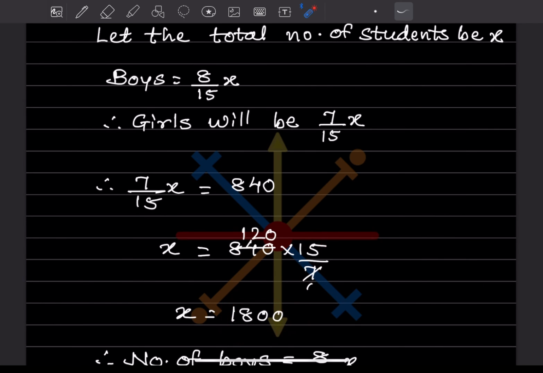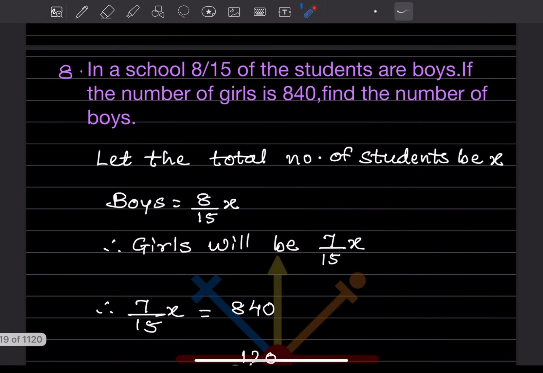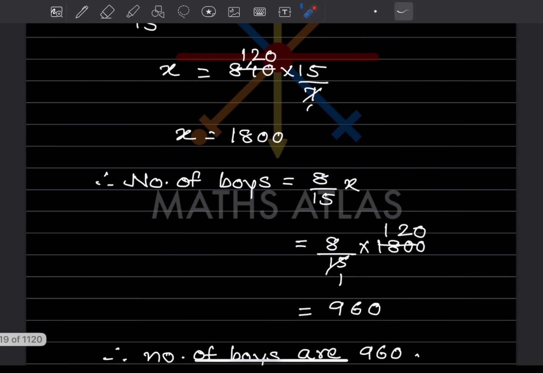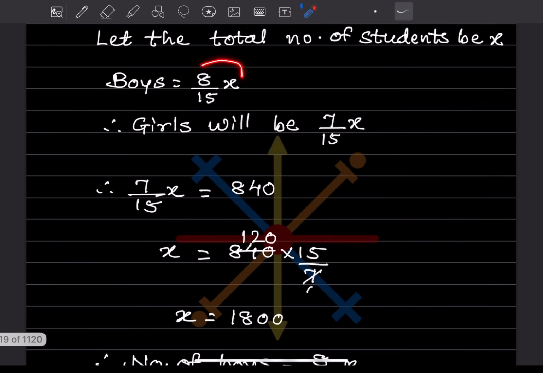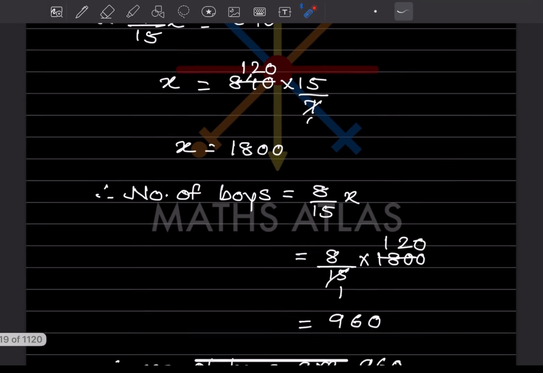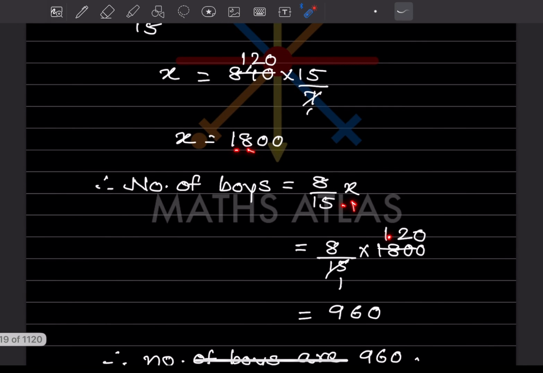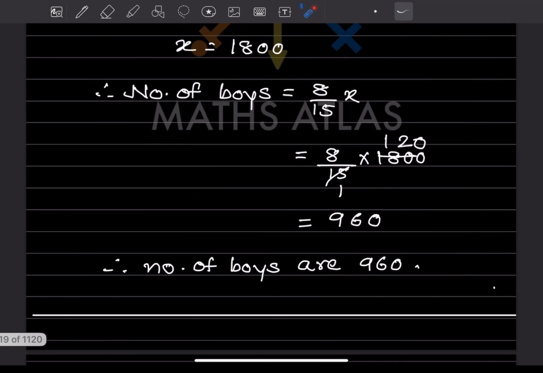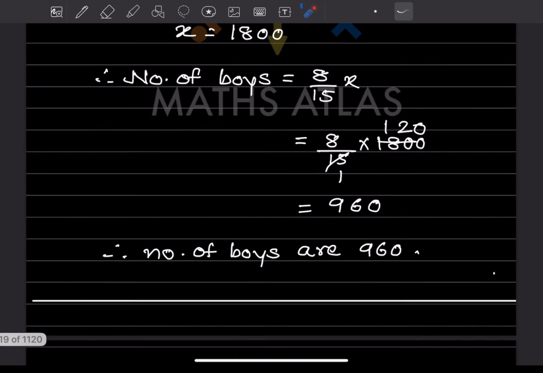So what is x we had considered? That was the total number of students. But they asked for the number of boys. So now the number of boys, what is that? That is 8 by 15 into x. So 8 by 15, in place of this x, we are going to put this 1800. So this is going to be 120. So 120 into this 8, that is going to be 960. So we can say the number of boys is 960. So by this we have completed today's work.